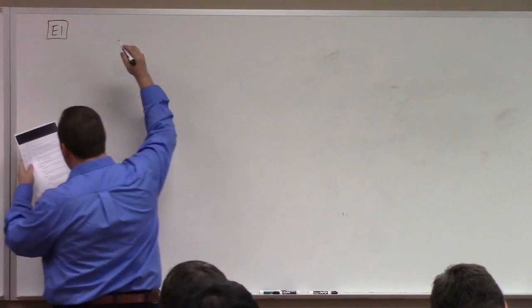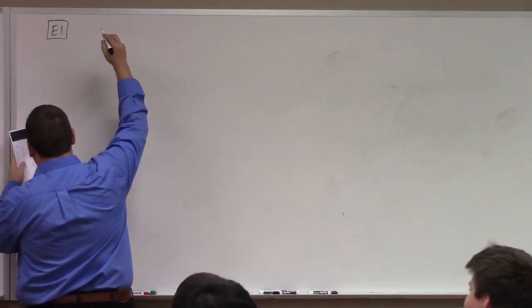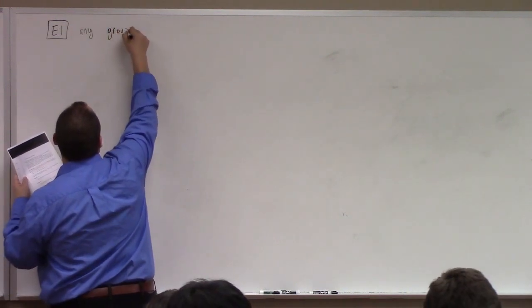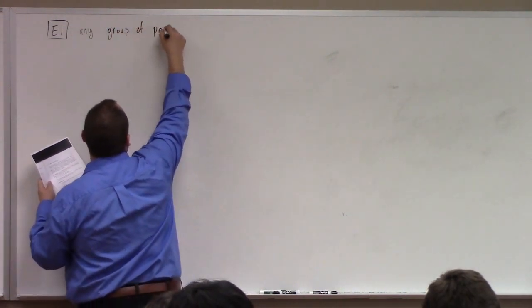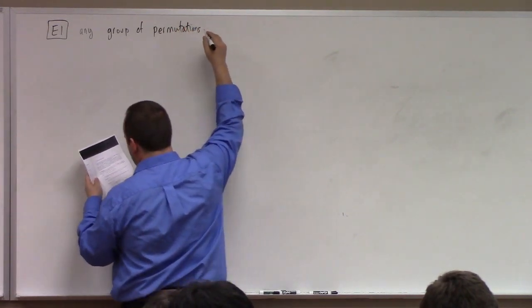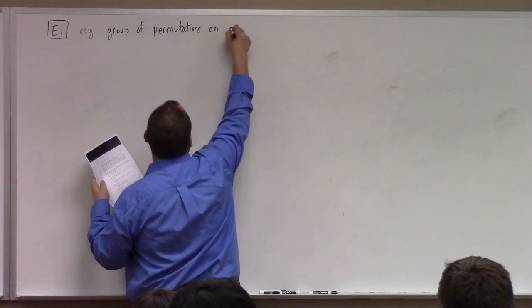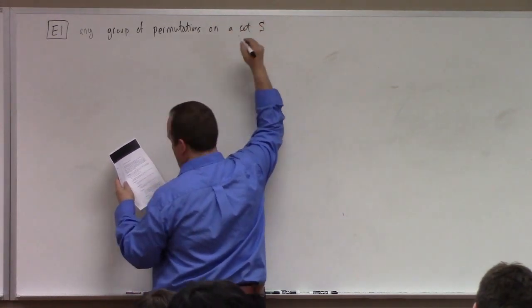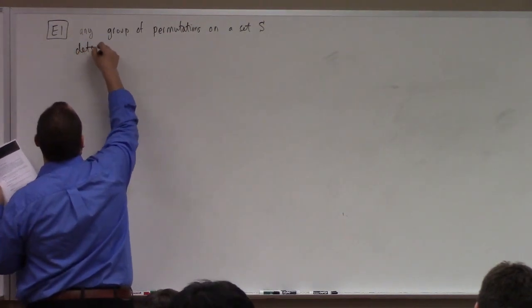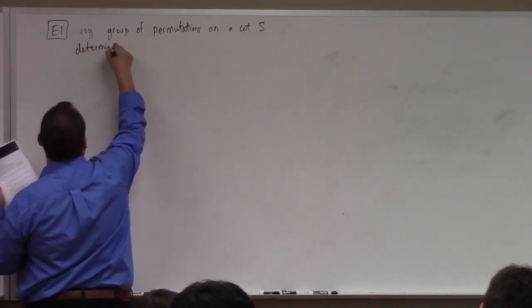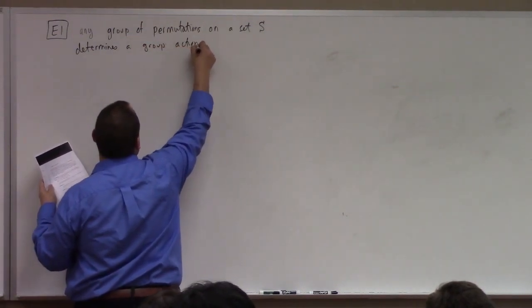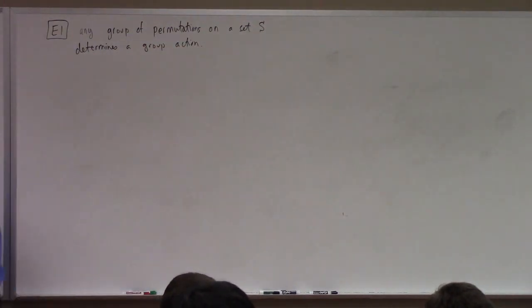Example 1. It is clear any group of permutations on the set S determines a group action. Any group of permutations on a set S determines a group action. So let me just write out a few more symbols there.